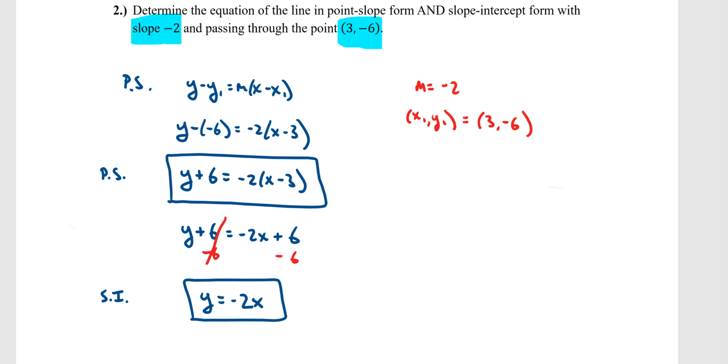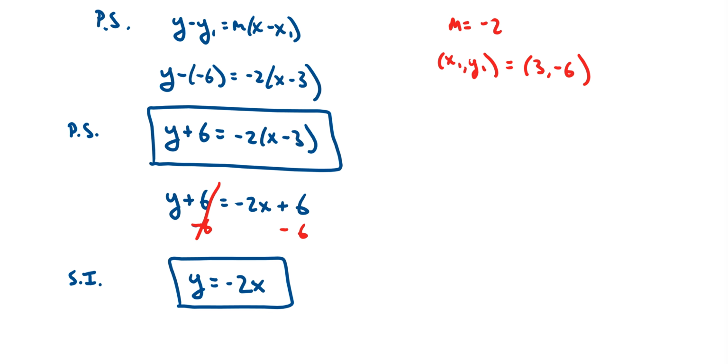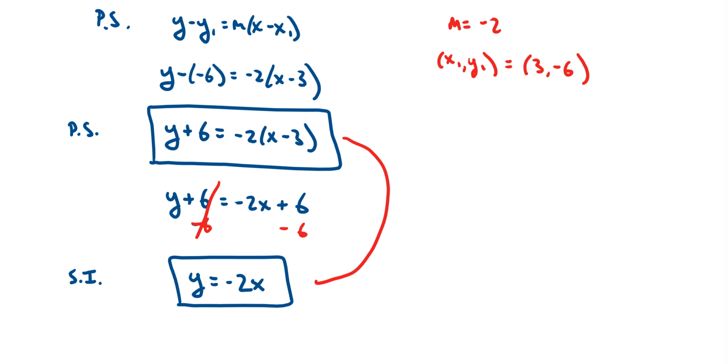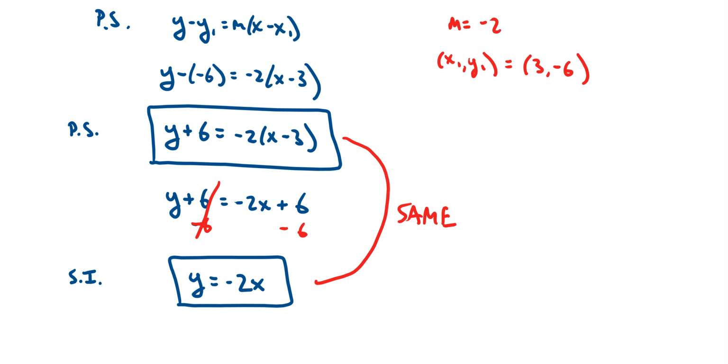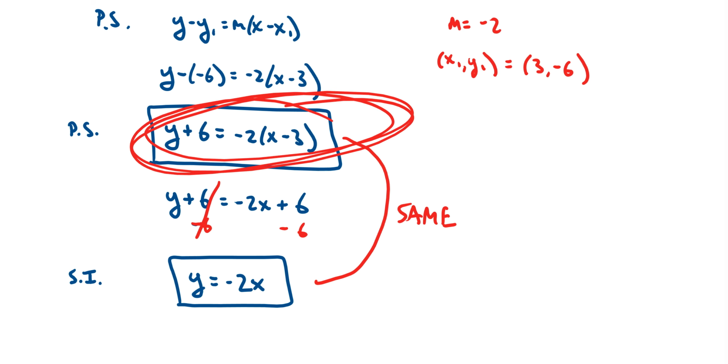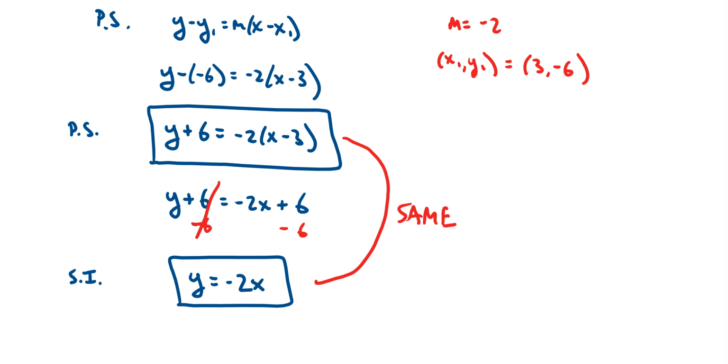So these formats, these equations are the same exact line, they're the same exact thing, but the one on the bottom is solved for y, which makes it in slope intercept form, whereas this one up top is in point slope form, but they represent the same, they are the same exact line.